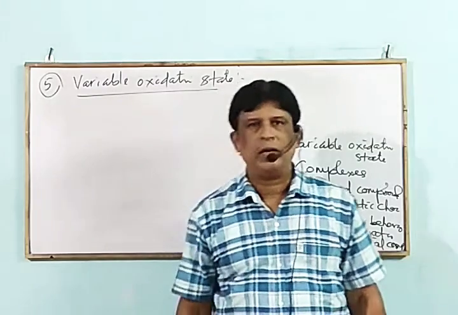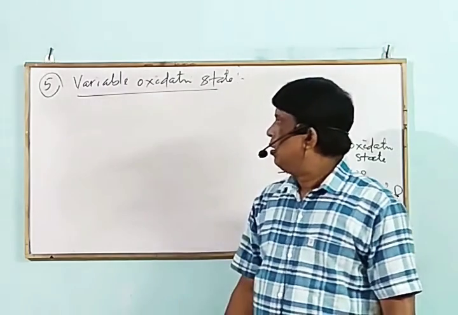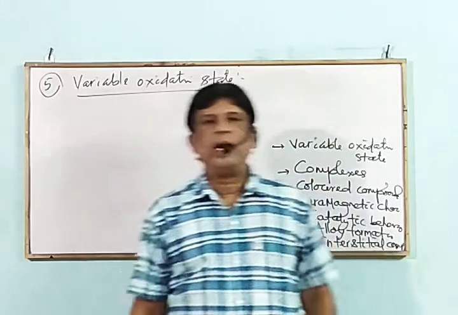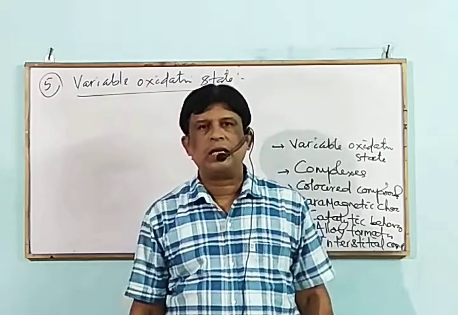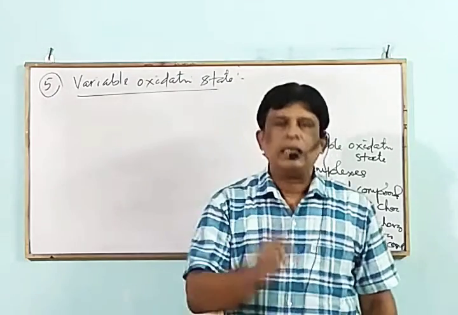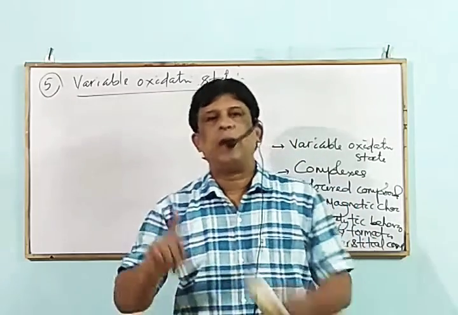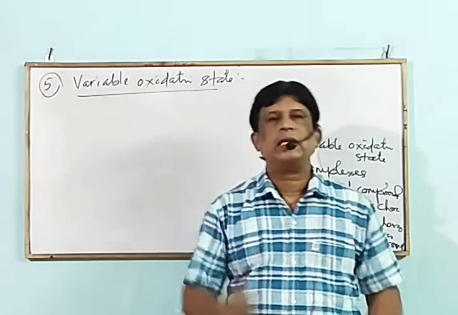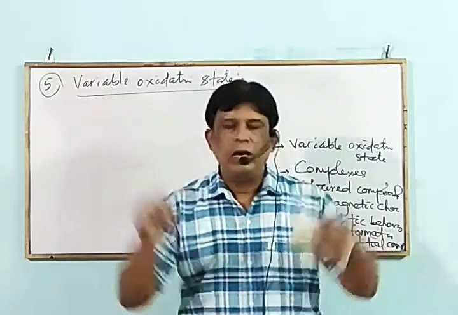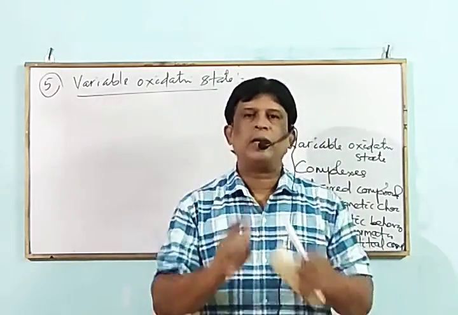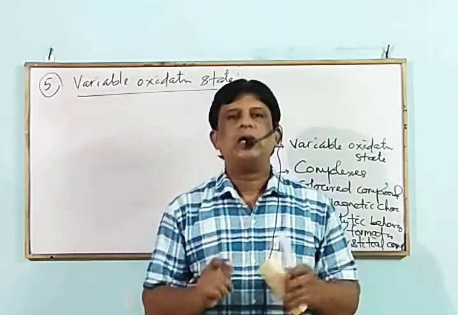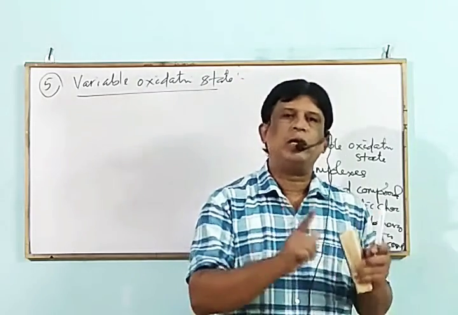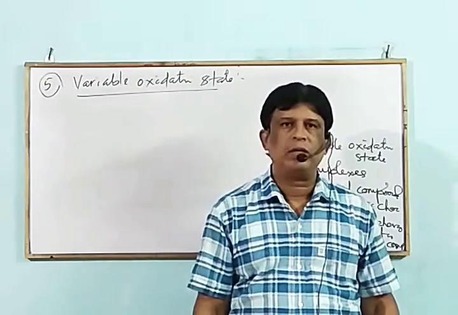So how do we explain? Mark that. Most of the transition elements exhibit a variable oxidation state due to the presence of unpaired electrons in the valence shell as well as in the penultimate shell, that is ns, due to the participation of ns electrons and (n-1)d electrons in bond formation.